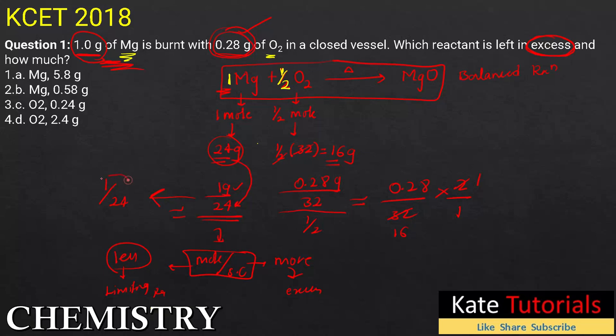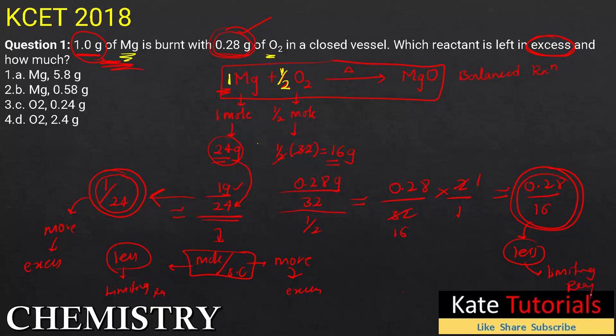So here 1 by 24, and here how much is it? It is 0.28 divided by 16. So this is very, very small. This 0.28 divided by 16 is less, whereas 1 divided by 24 is more. Since the 1 divided by 24 value is more, it is in excess, and 0.28 divided by 16 is less, so it is the limiting reagent.